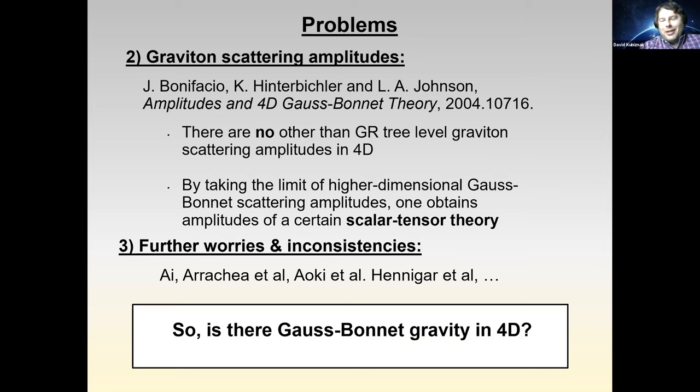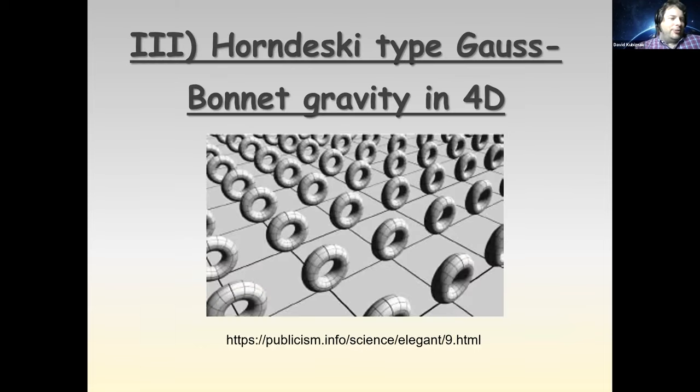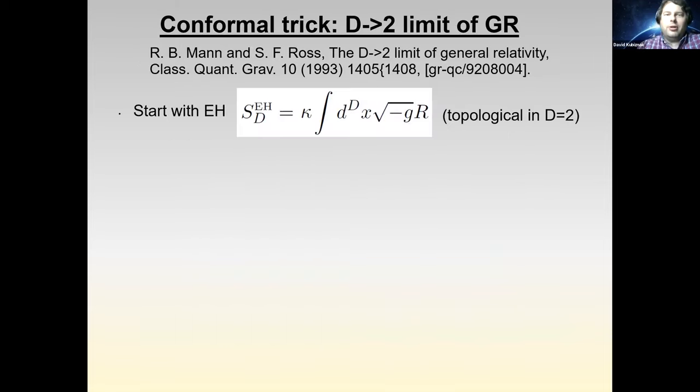So then the question is: is there a Gauss-Bonnet gravity in 4 dimensions? Certainly not in the original proposal, but maybe you can do something more. So this is what we did. What we did is based on a very old paper by Mann and Ross from '93. They were trying to make sense of general relativity in 2 dimensions. This would be the Einstein-Hilbert term, but of course, if you remember from the picture I showed you about Lovelock theories, the Ricci scalar is actually topological in 2 dimensions. So this is just a total derivative and doesn't give you any dynamics.